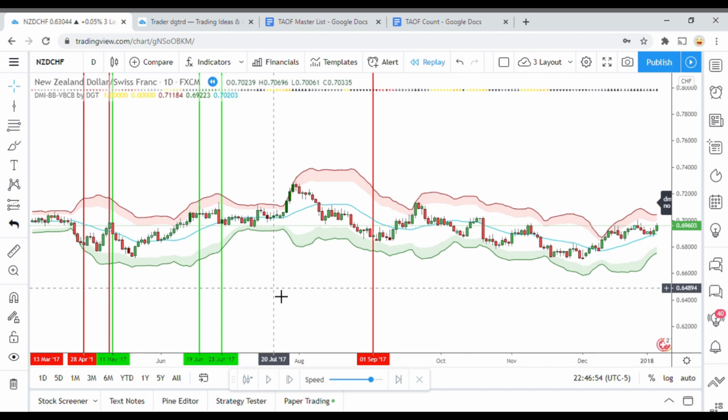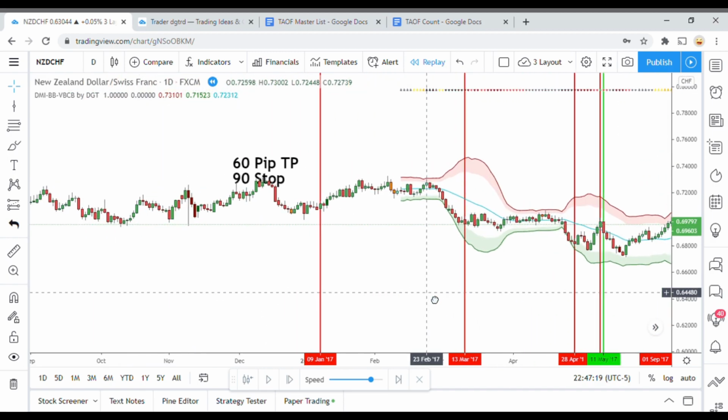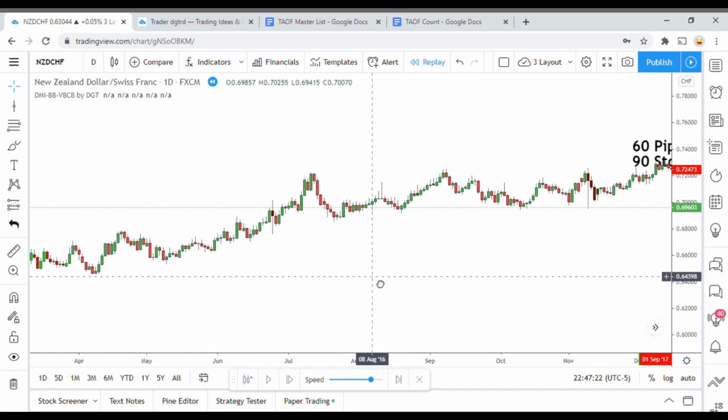Now the problem with that is if you jump in right as that pullback is taking place, then what you'll find is that price action in the pullback comes down and stops you out, just to turn around and take off in the direction you wanted it to go. And so that can be problematic as well. Again, price action works in waves.